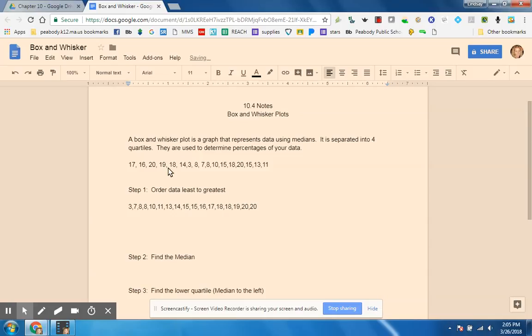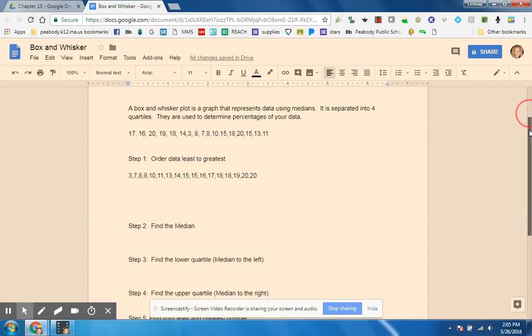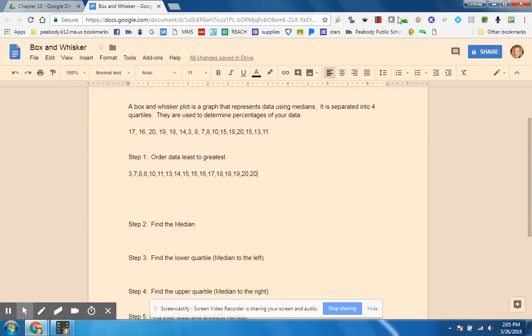I'm just going to make sure, because there's 17 numbers on the top, that I have 17 on the bottom. So 1, 2, 3, 4, 5, 6, 7, 8, 9, 10, 11, 12, 13, 14, 15, 16, 17. Perfect. So step 1, order the data least to greatest. We did that. Step 2 is to find the median.